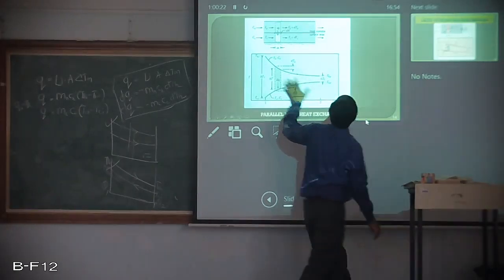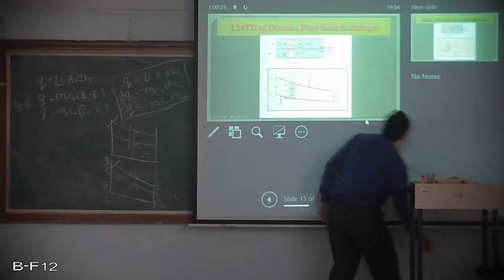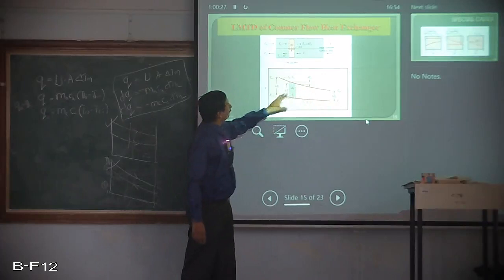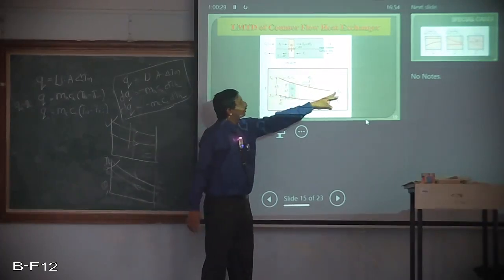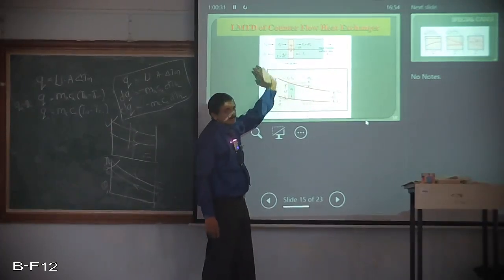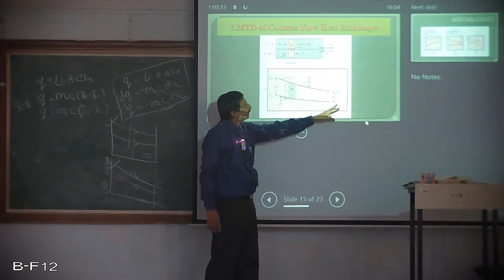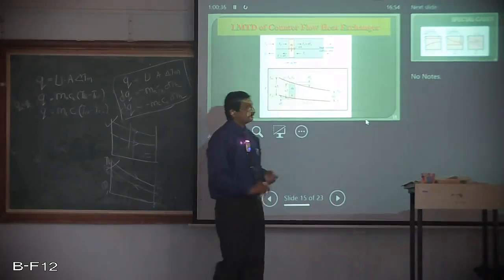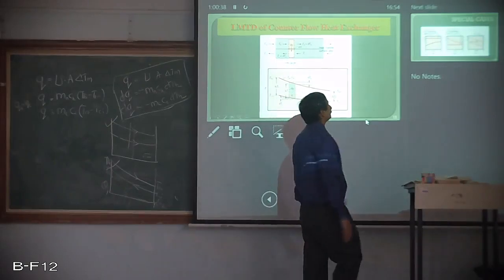This is for parallel flow, whereas if I come to the counter flow, what we have shown is, in this case, the hot fluid is going from left to right, whereas the cold fluid is going from right to left. In both cases, they will have the negative temperature difference.